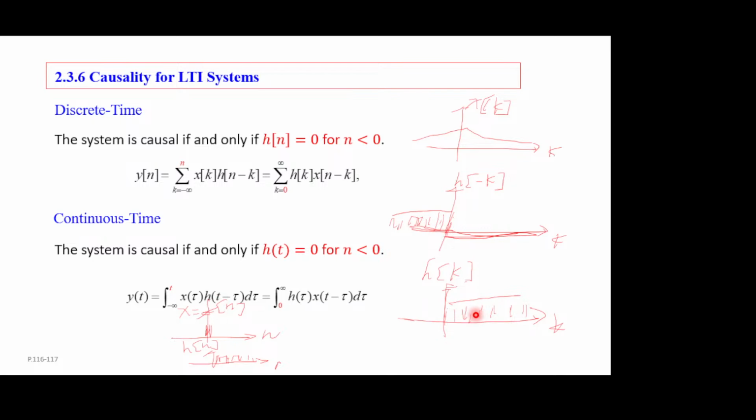Any question about the explanation of the causality of system? So a system is causal if and only if h of n is 0 for n less than 0, or h of t is 0 for t less than 0. Oh, I have a typo here, it should be t here.